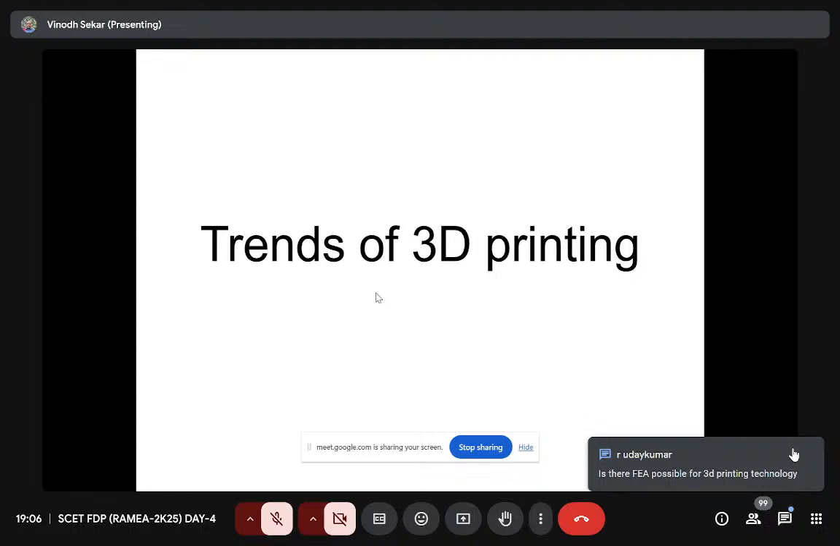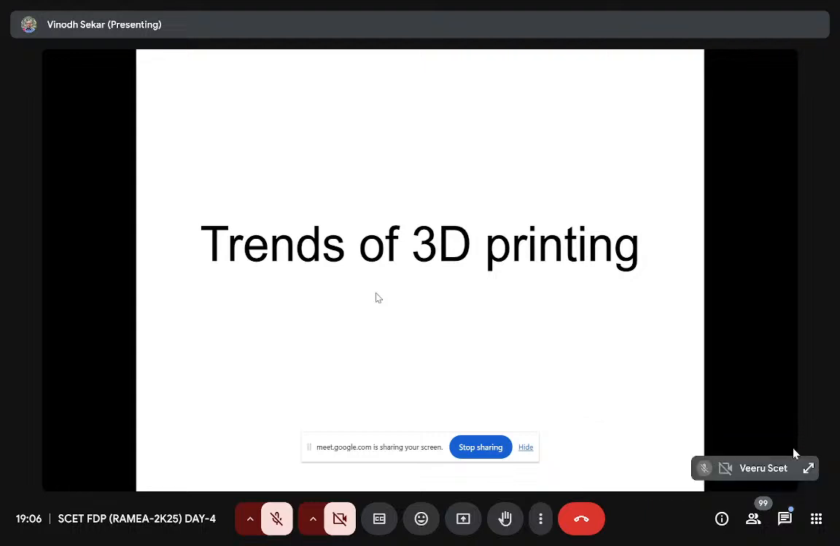Yes, sir. Are there any other questions? Next question from Uday Kumar. Sir, any developments from the beginning of this subject rapid prototyping to now additive manufacturing? Sir, will you please repeat the question? Any developments from the beginning of this subject rapid prototyping to now additive manufacturing?